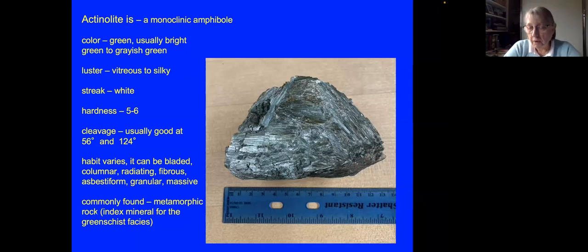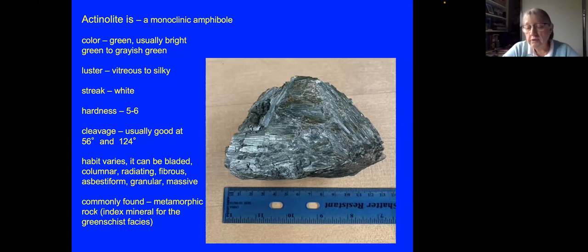So green, usually bright green to grayish green, and all of the physical properties are there. If you'll notice the sample that you see, which is very indicative of Wrightwood, vitreous luster, the streak is white. Hardness usually is a little closer to 6 than to 5. It's got really good cleavage if you get a hand lens out. And here's where it starts varying all over the place. This thing can be bladed, columnar, radiating, fibrous, asbestiform, granular, massive. And all of those are not present at Wrightwood. What you see at Wrightwood is mostly the bladed. Sometimes you'll get columnar. A lot of times it just shows some radiating habit, but not commonly.